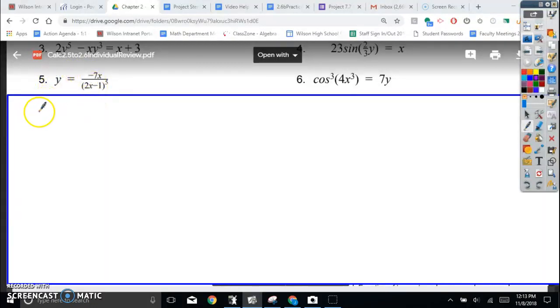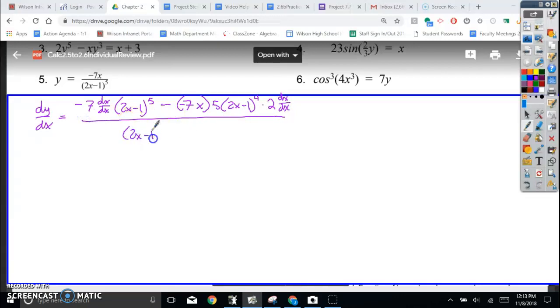So the derivative of y is just 1 dy/dx. The derivative of the top is negative 7 dx/dx times (2x minus 1) to the 5th, minus, so this is the derivative of the top times the bottom. Now I rewrite the top, which is negative 7x, times the derivative of the bottom, which would be 5(2x minus 1) to the 4th, times 2 dx/dx, all over (2x minus 1) to the 5th, which is then squared.